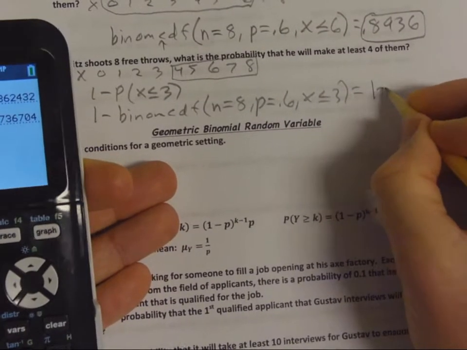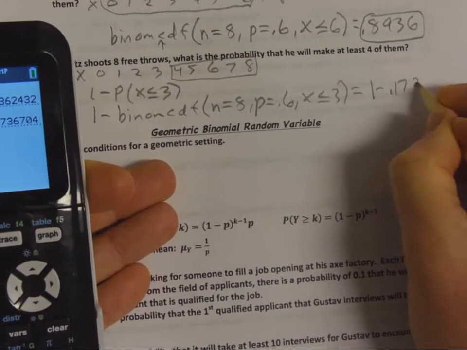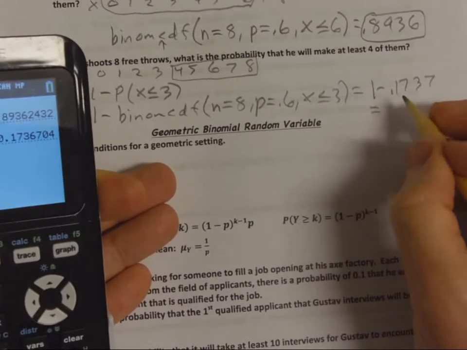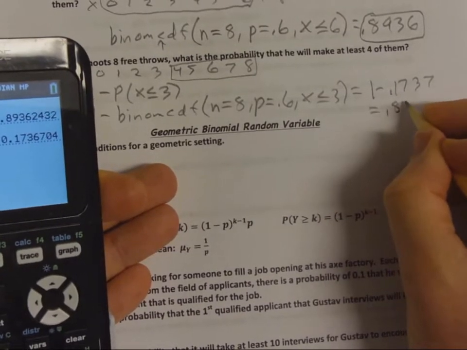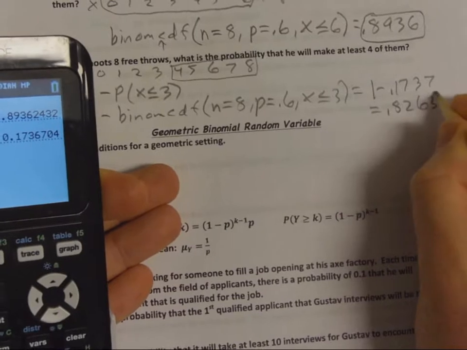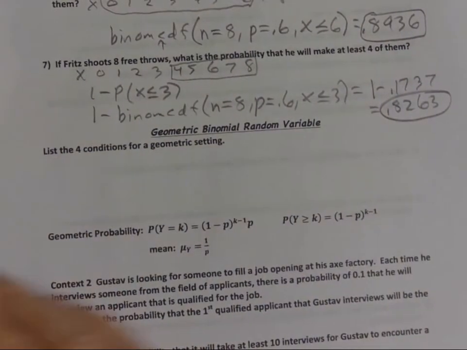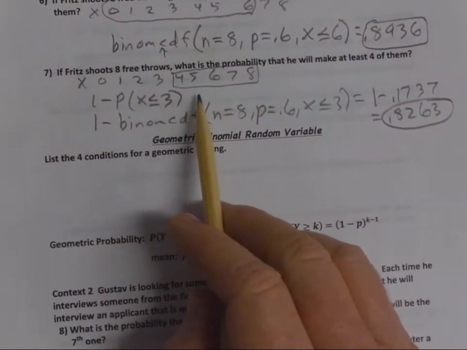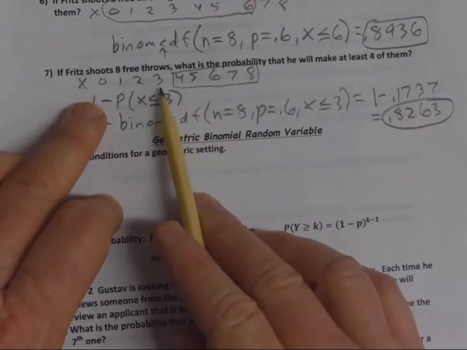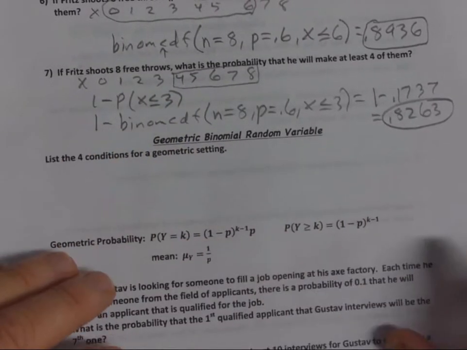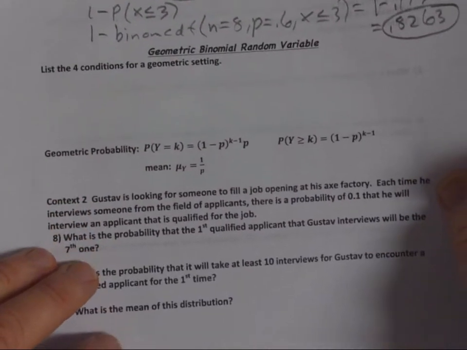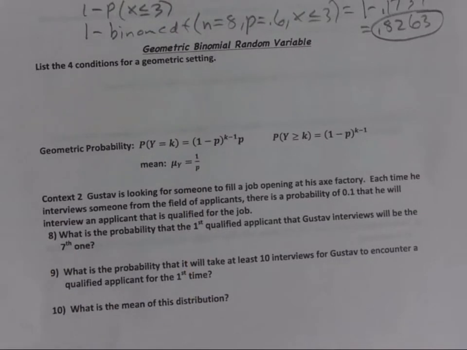So that's going to be 1 minus 0.1737. And so that, in fact, is going to be equal to 0.8263. So when you're trying to find the probability of a certain value or above it, you find the probability of a certain value below it and you subtract. Okay, that's about everything that can happen to you in regards to binomial situations.